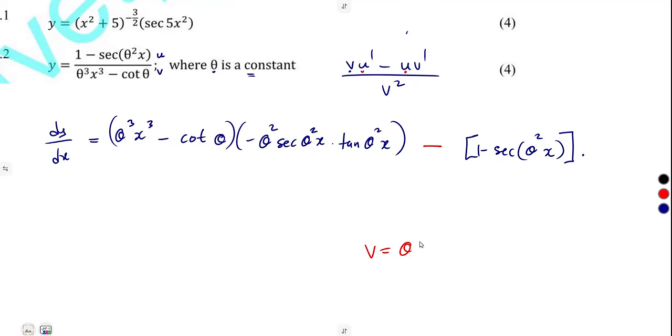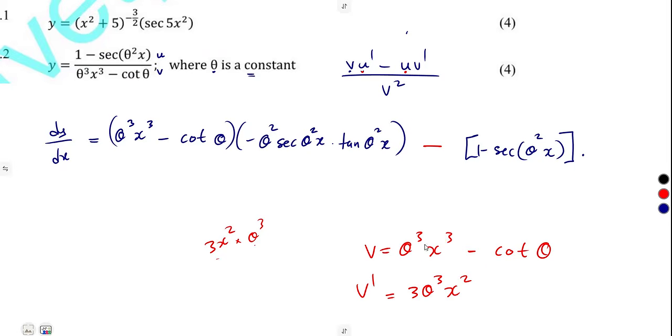Remember, theta, guys, is a constant, just like a number, just like 1. So if you're given a constant here, you focus on x. So it is going to be 3x squared times the constant theta cubed. So that's 3 theta cubed x squared. All right. So you differentiate x, drop the power, subtract 1. The constant, leave as it is.